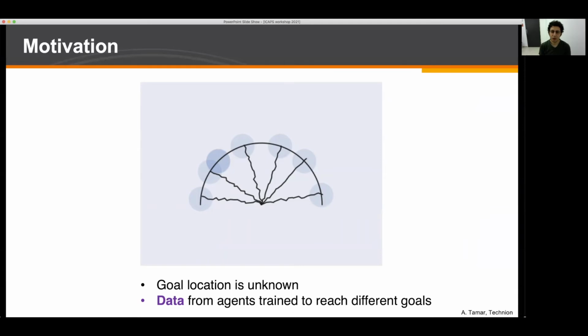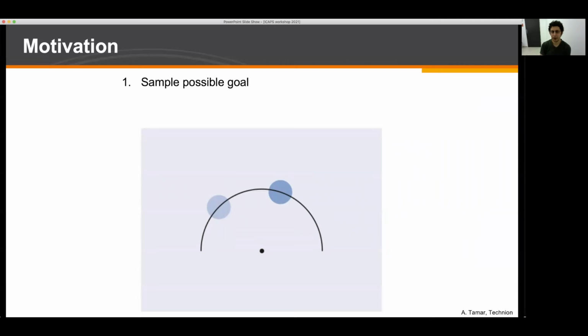What if I told you that the goals could be somewhere on this half circle? The way I'm telling you this is I'm letting you train different RL agents, each one with a different goal position. Then you get all this data from your training, and you can use it to infer where the goals could be. So one thing you can do in this case is use the data to infer the goal distribution and learn how to reach a particular goal.